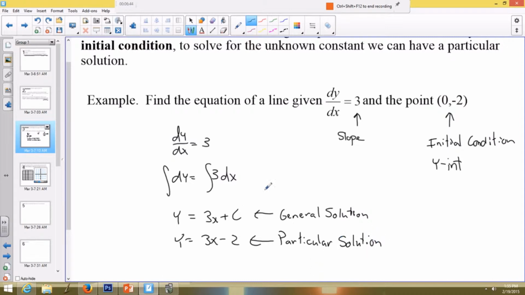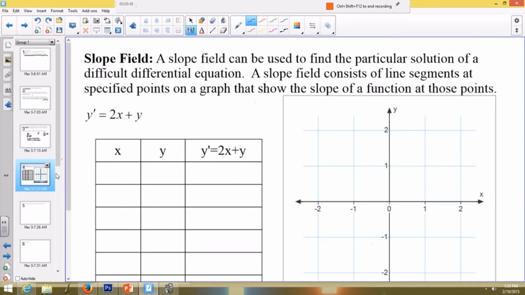All right, hopefully we see the difference there. Okay, the second goal was to talk about slope fields a little bit. We've looked at slope fields, but we've never really formally defined them, and we've also not drawn any.